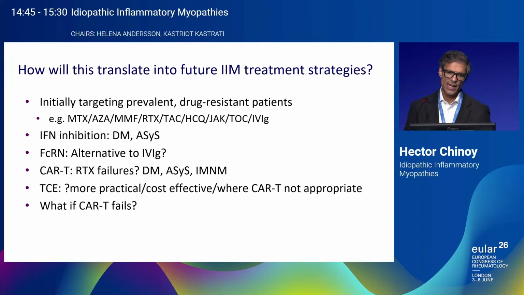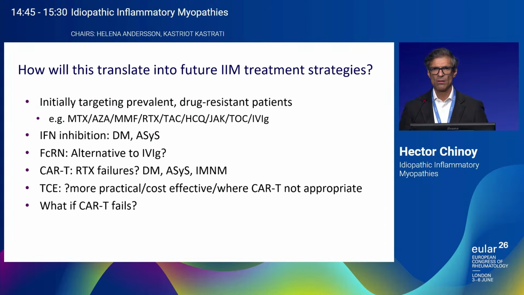So how will this translate into future IIM treatment strategies? What we've seen so far with cell therapies, at least in the case reports, is that they've been targeting prevalent multi-drug resistant patients. In the future, this may not be the same demographic of what we're treating. I've just put an example here of a patient of mine who recently received a cell-based therapy who had failed on all of those drugs. And it's difficult to know where you go next with these patients.